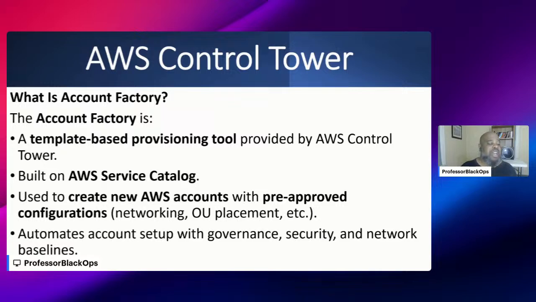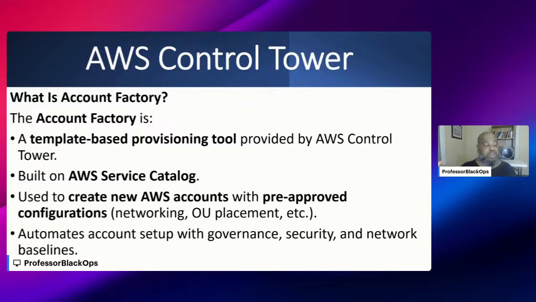And two, we talked about Account Factory, a template-based provisioning provided by AWS. It's built on AWS Control Tower. You can also use AWS Service Catalog. Create a new account with pre-approved configurations, such as what OU it's going in, what network it's going in. A lot of times the account is based on a group, which is your job responsibility. Like I'm security, so I'll get these particular OUs. I have view and production.